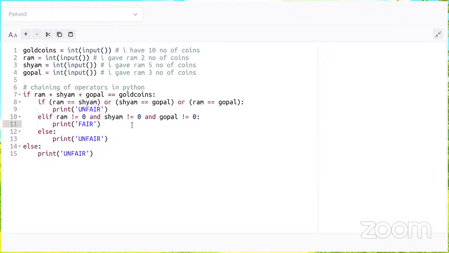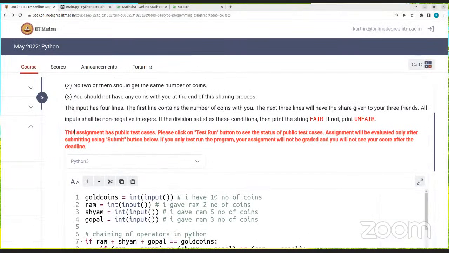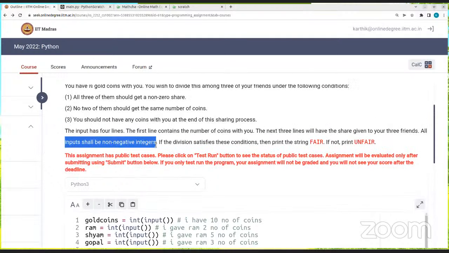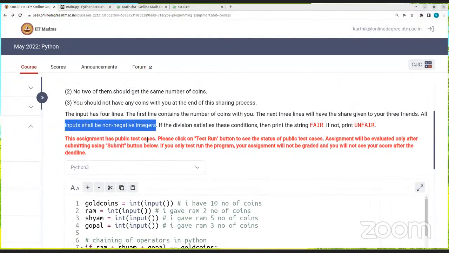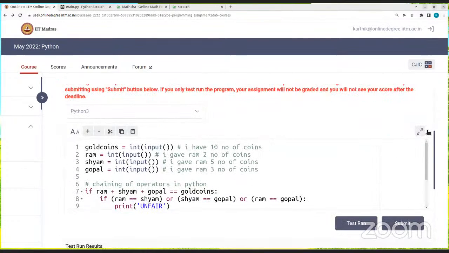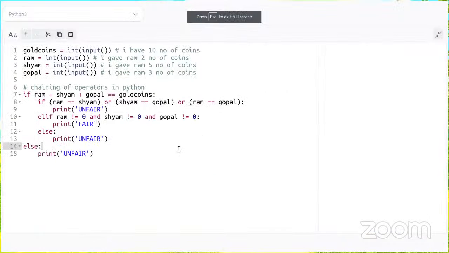But sir, we should prevent the user also from, let us say, negative entries. Yeah, correct, you're right. I also thought that way. But then we have given in the question that all inputs will be non-negative. Okay, I missed that. So you don't need to worry about whether your inputs will be negative or not.